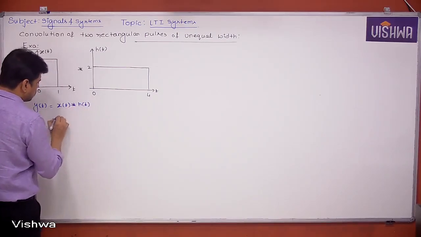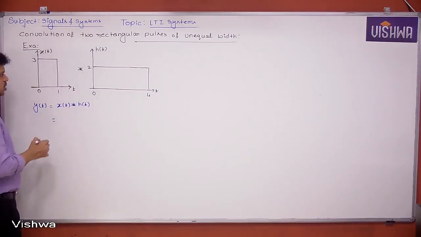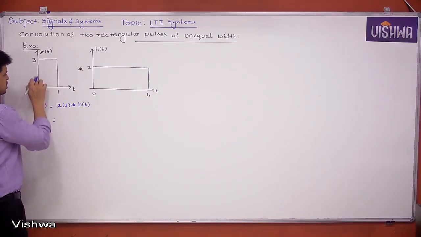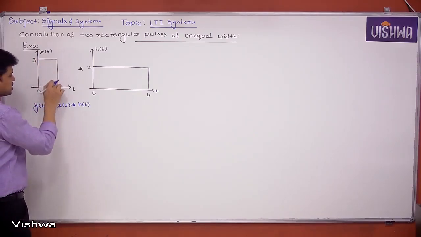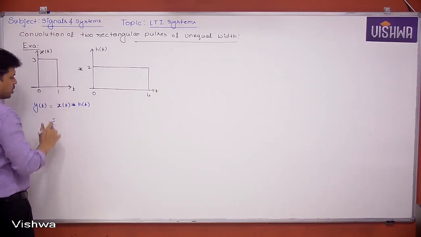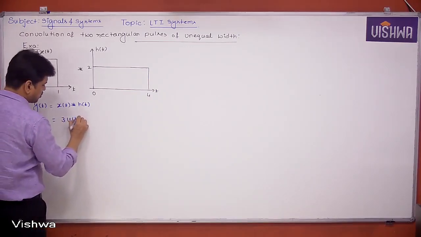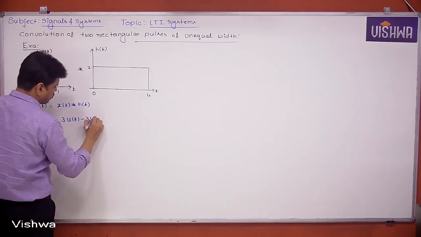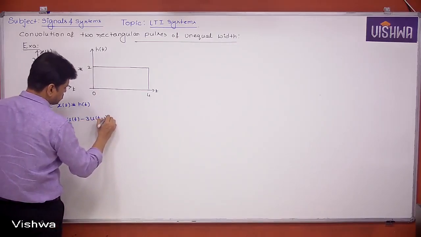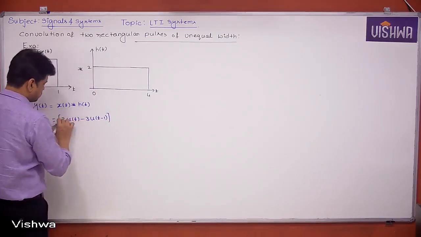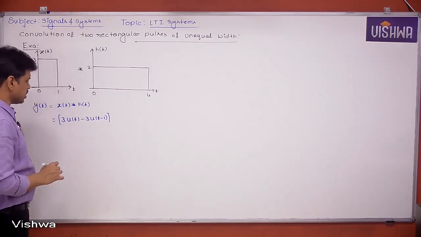Now, what is x of t in terms of u of t? You know how to write that. There is a jump of 3 units at 0, and there is a negative jump of 3 units at 1. So we can write this as 3u of t minus 3u of t minus 1. So this is x of t.